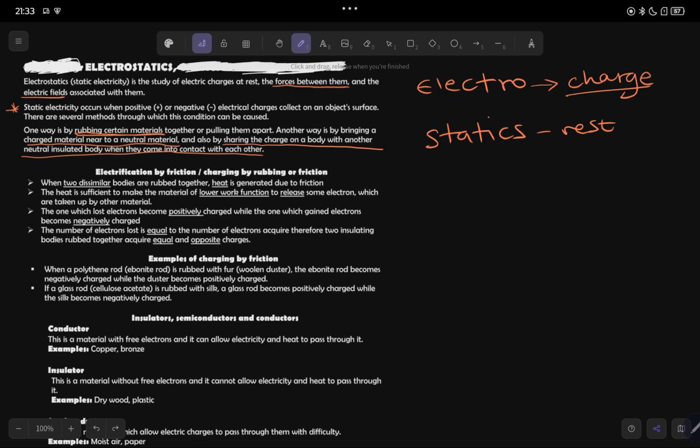You can simply rub them together, you get charge. You can simply bring an uncharged body near a charged one, and then a charge will be induced on the neutral body due to the charge on the charged body, that is charging by induction. Or we can simply share the charge. We redistribute the charge which was only on one body, and it is shared between two bodies. Let's begin with electrification by friction, or charging by friction, or by rubbing.